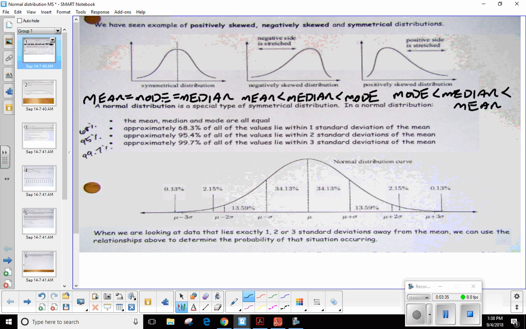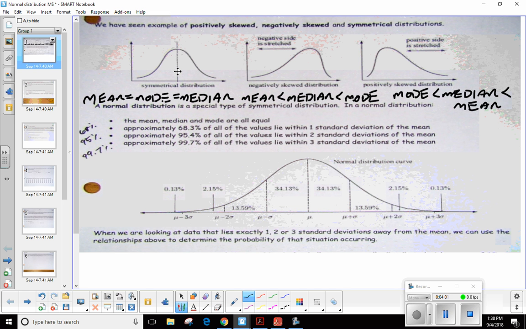And just the reversal, when we're talking about a graph that's pushed to the left, this is what we call positively skewed distribution. All right. Here, the mode is less than the median, which is less than the mean. So if it's negatively skewed, the mode is going to be the largest value. If it's positively skewed, well, then the mean is going to be the largest value. Either way, the median is still going to be the middle value.